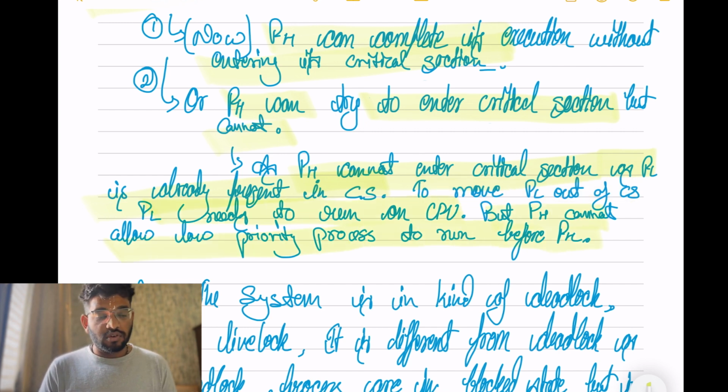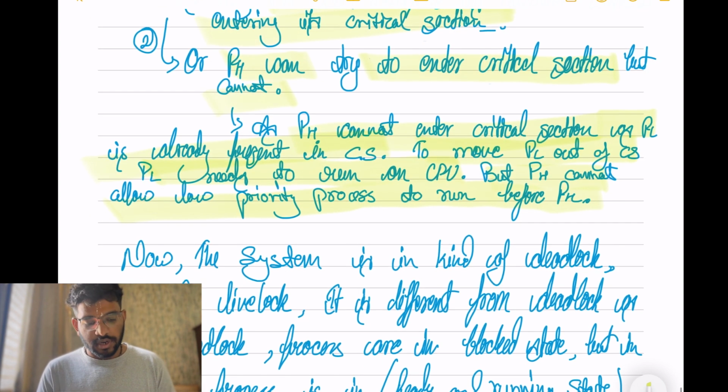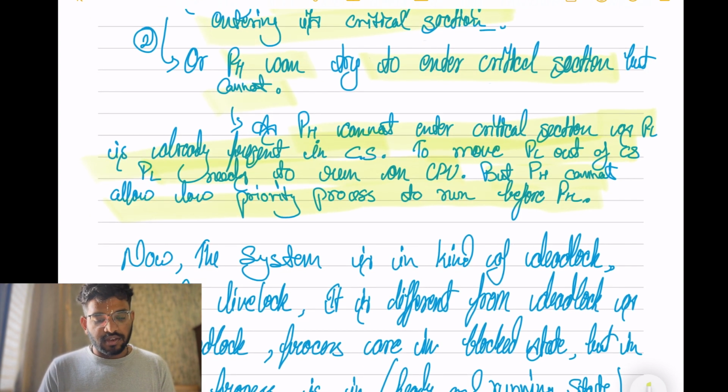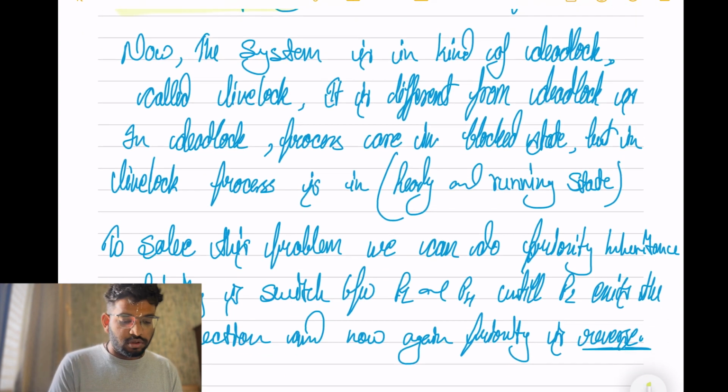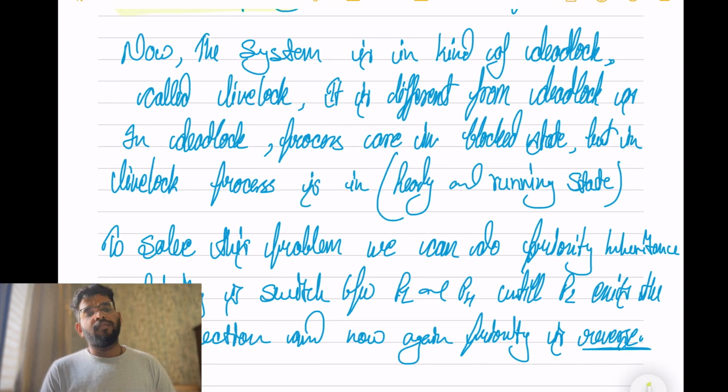A high priority process does not allow a low priority process to run before it. So the system is in kind of a deadlock. It is also known as live lock. What happens in deadlock is there are not enough resources to execute, but in live lock there are enough resources to execute, but the situations are such that none of the processes can execute.